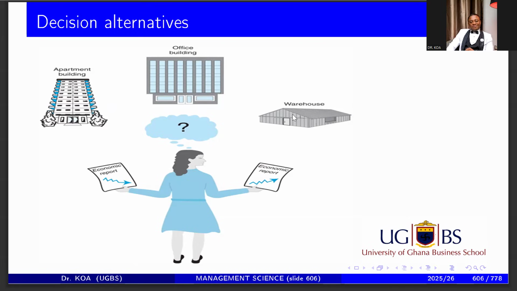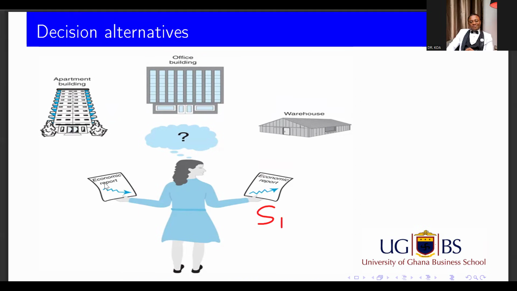But all of these are happening under different states of nature. So when you look at the state of nature 1, the economic condition is up. That is S1. So you see the arrow going up. State of nature 2, the economic condition is down. So when the economy is good, what will be the returns in investing in office relative to apartment? And if the economy is down, what will be the return in investing in warehouse relative to apartment? So those are the options that we have.